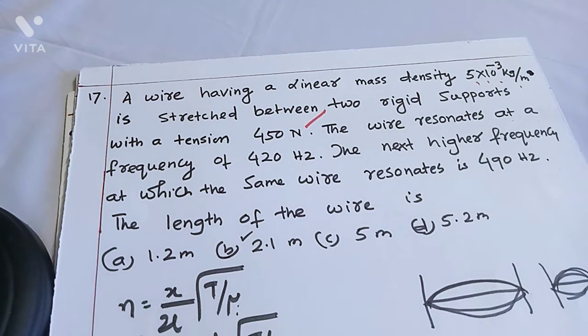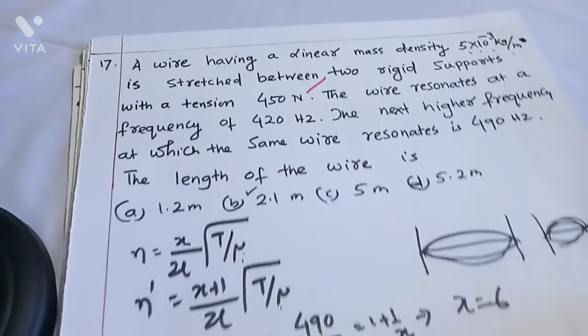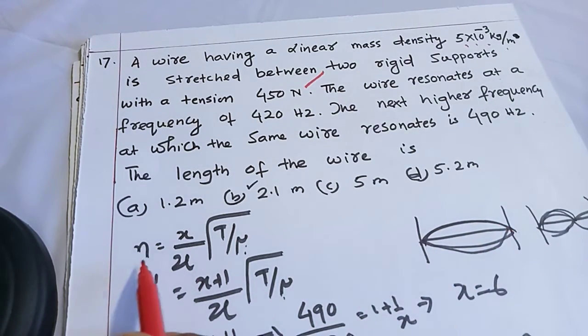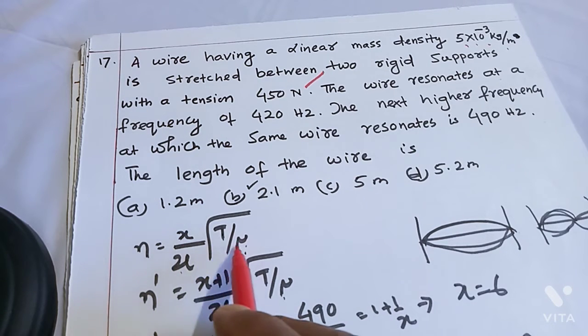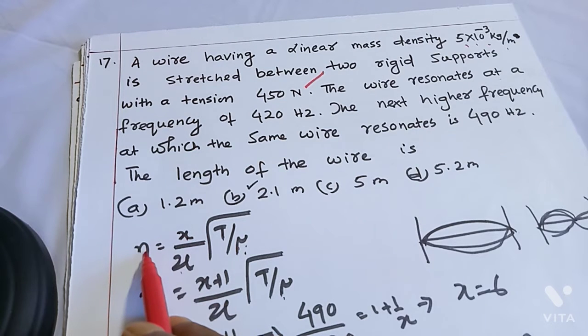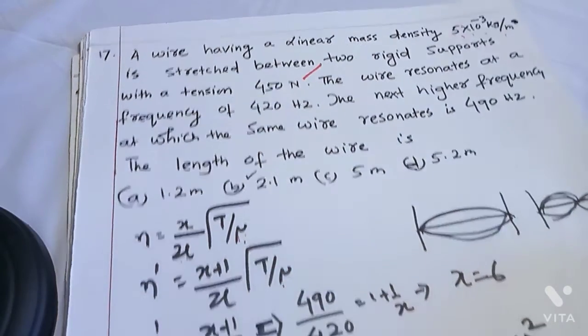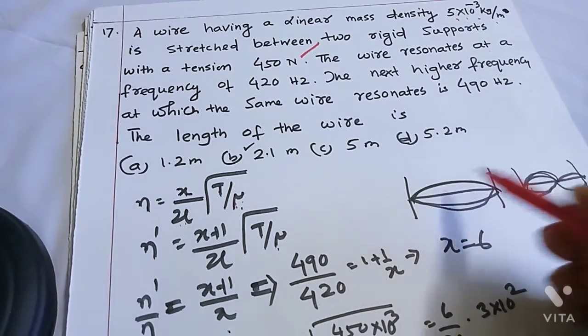Now, when a transverse stationary wave is formed, the wire can vibrate in one segment, in two segments, and in multiple segments. As the number of segments increases, the frequency also increases. So, if x is the number of segments in which the string vibrates, the frequency corresponding to that vibration is x by 2L root T by mu. Supposing x is equal to 1, n equals 1 by 2L root T by mu, the fundamental mode of vibration. Now, the next higher mode becomes x plus 1.